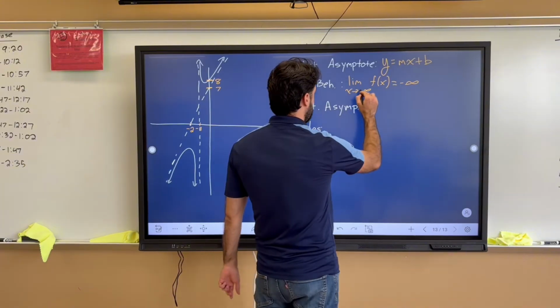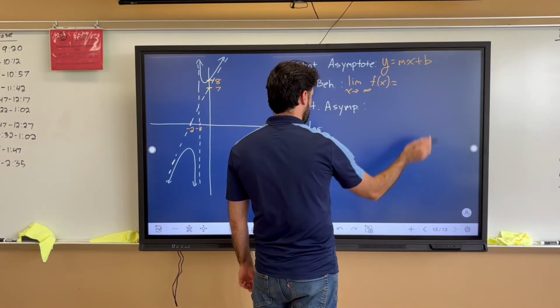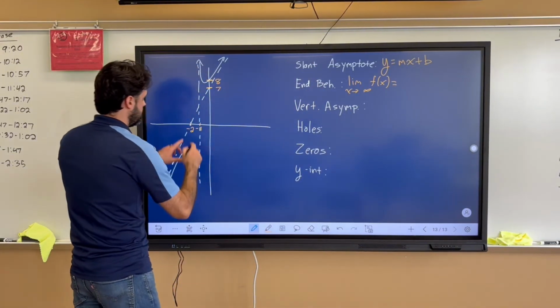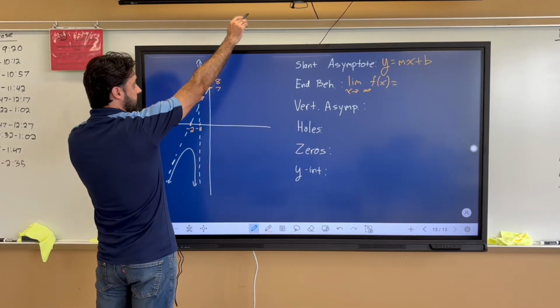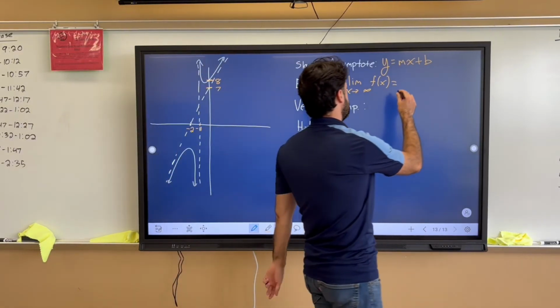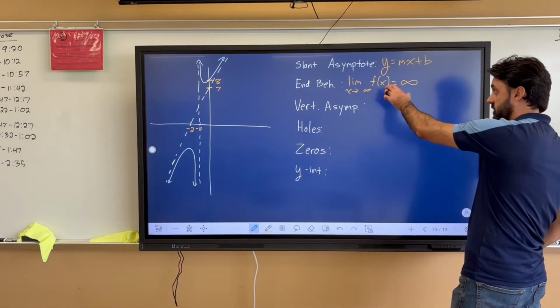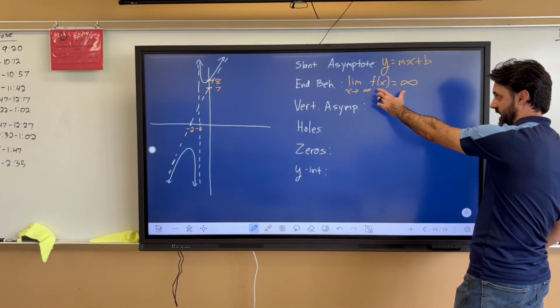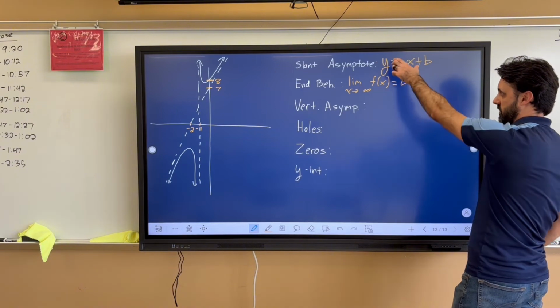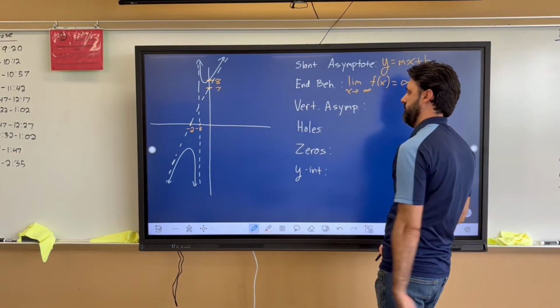Then, if we approach +infinity, so it goes right forever, the graph is moving up. So the y value is also approaching +infinity, right? So these are not necessarily the same. Again, there's no horizontal asymptote, so we have to just look at the graph for these.